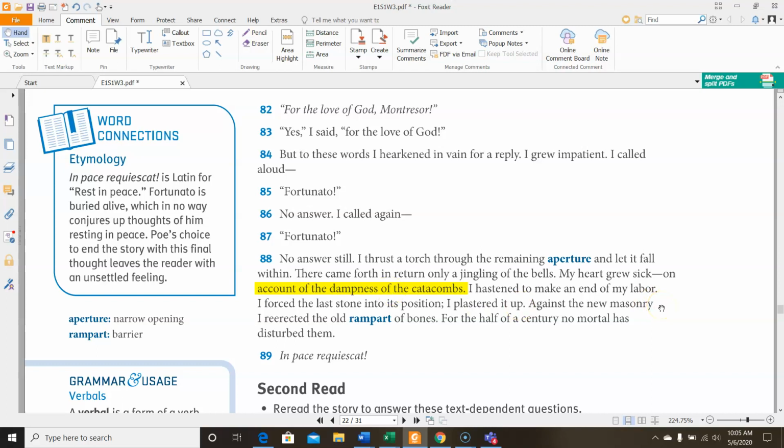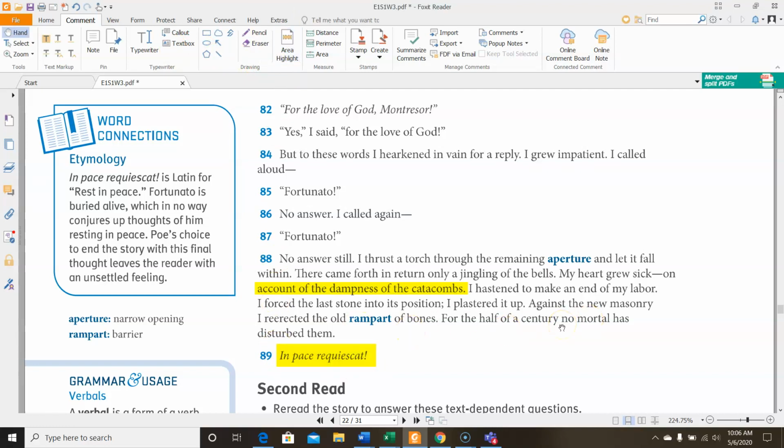I hastened to make an end of my labor. I forced the last stone into its position. I plastered it up. Against the new masonry, I re-erected the old rampart of bones. For the half of a century, no mortal has disturbed them. In pace requiescat, which means rest in peace, or may they rest in peace.